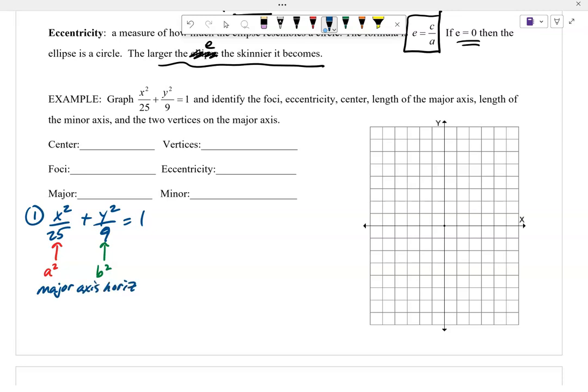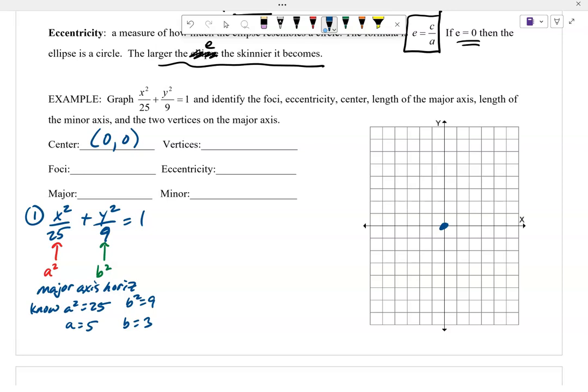Right? And we know A squared is 25, so A would be 5, square root. We also know B squared is 9, so B is 3. And the center, we're going to start out, this is just at 0, 0. We're just going to do all these centered at 0, 0. So there's our center, 0, 0.